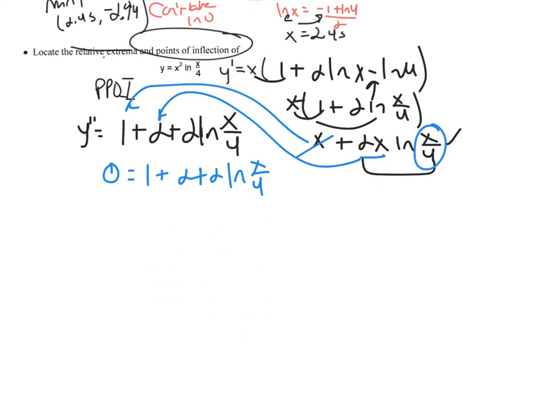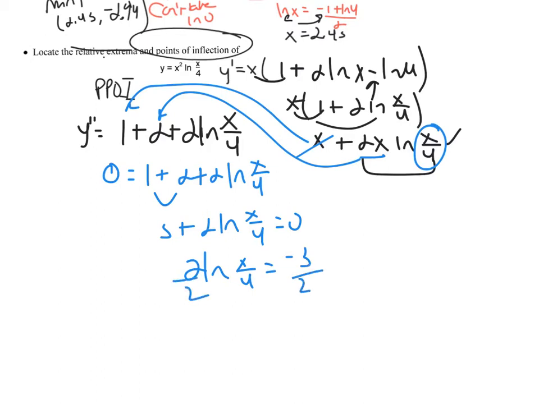What I would probably do is combine like terms. This gives us 3 plus 2 ln of x over 4 equals 0. So 2 ln of x over 4 equals negative 3 divided by 2. And then I would put it in exponential form. It's a lot easier to deal with. So that ends up being e to the negative 3 over 2 equals x over 4. And then you can just cross multiply, so multiply both sides by 4. Actually, let's leave it in that format.